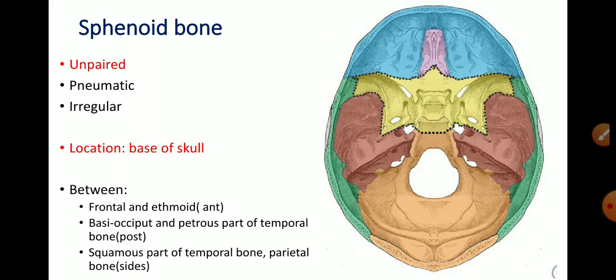In this figure you can see the yellow shaded bone is the sphenoid bone. Anterior to it is the frontal and the ethmoid bone, and posteriorly the basi-occiput and the petrous part of the temporal bone, and laterally on sides the squamous part of the temporal bone and the parietal bone.